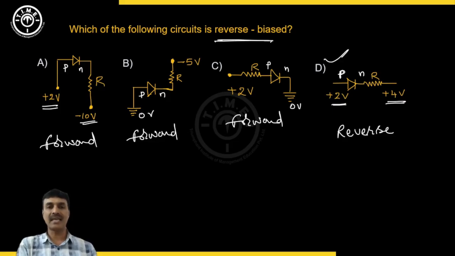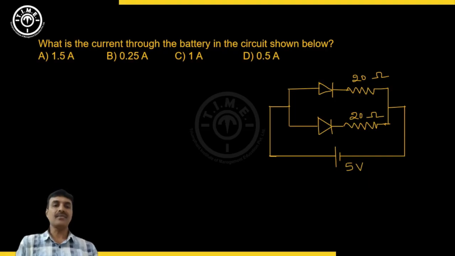No need of any calculation, nothing. Directly by observing these potentials, you can answer these kind of questions. Another one. What is the current through the battery in the circuit shown below? Current through the battery. If I is the current passing through this, what is the current?